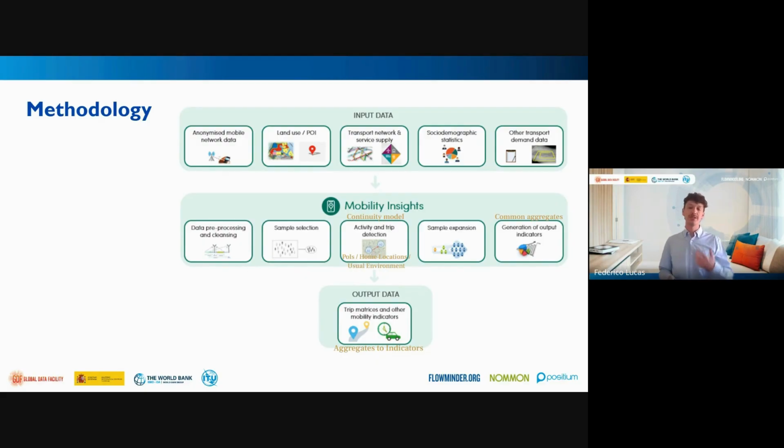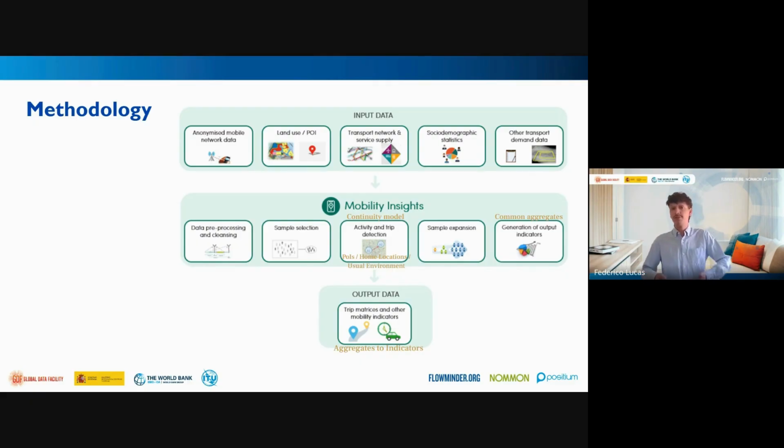Then we go on to the expansion of the sample to the total population. Once the activity and trip diaries have been generated, the expansion can be done based on gender, age, and place of residence. In this way, the valid mobile phone sample population can be expanded to the entire study population. Then we can calculate common aggregates, in this case, origin-destination matrices.